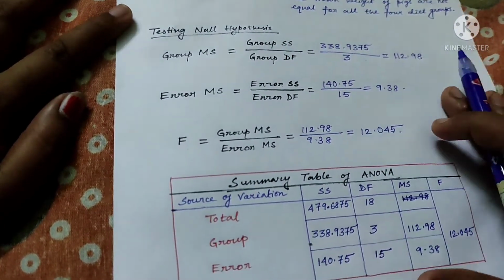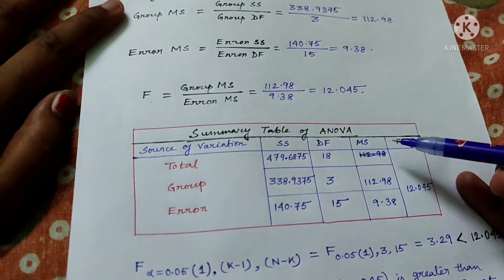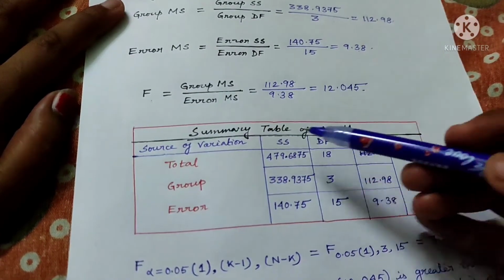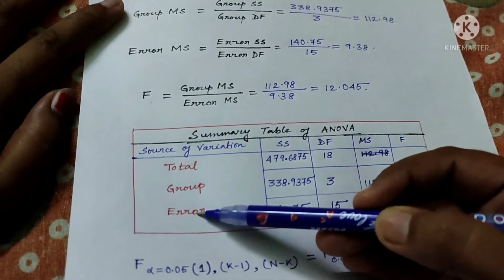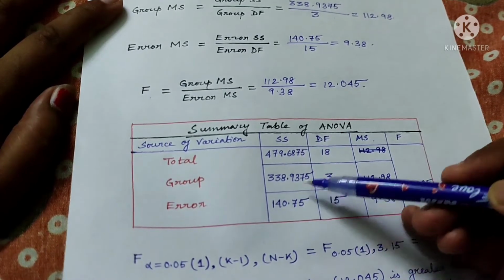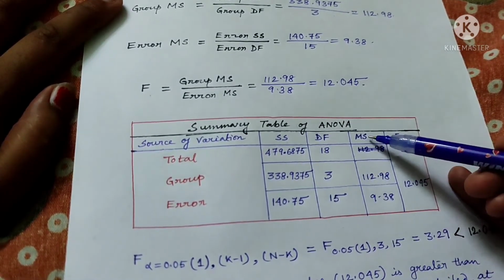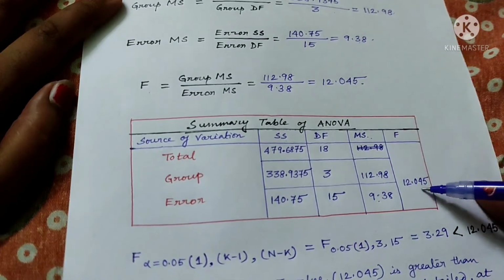So now you just need to draw an ANOVA table. This is the summary table of ANOVA, where you have to write down the source of variation like total, group and error, their SS, DF and MS value. Obviously there will be SS for everyone, DF for everyone, but there will be MS for only group and error. Okay, and the F value.